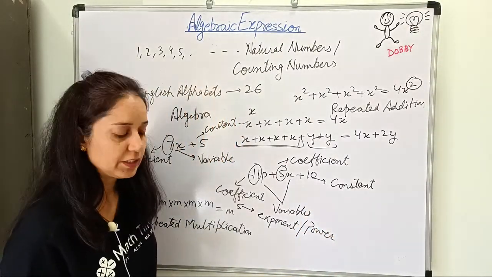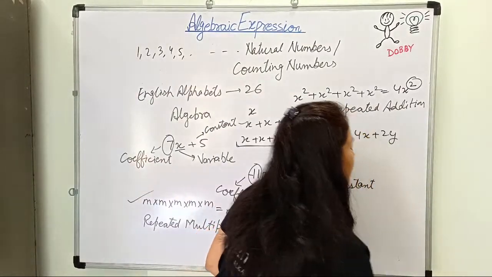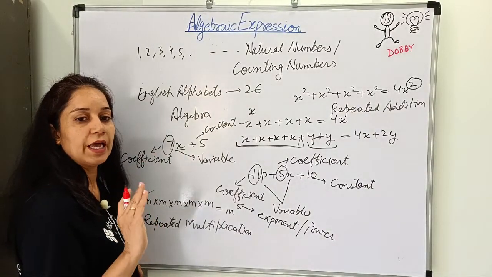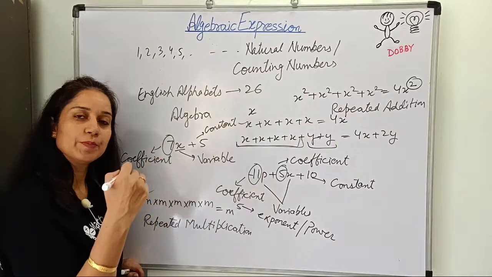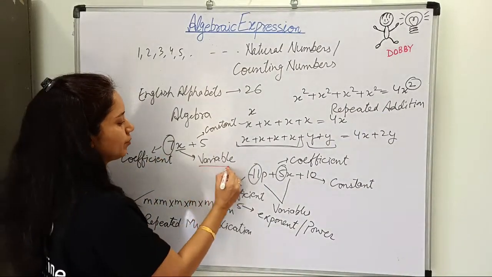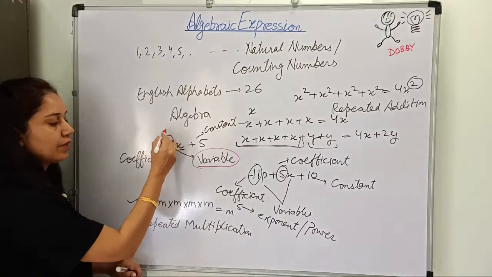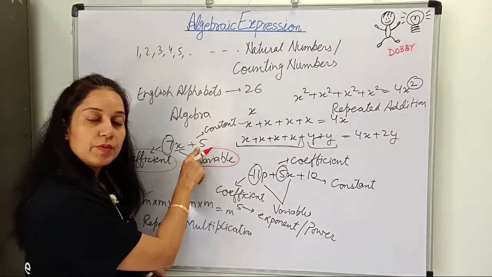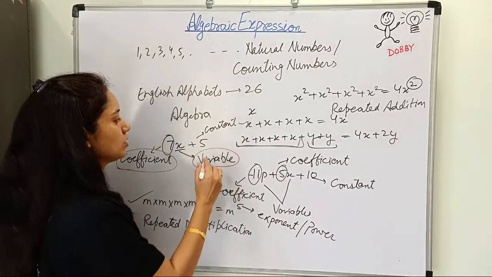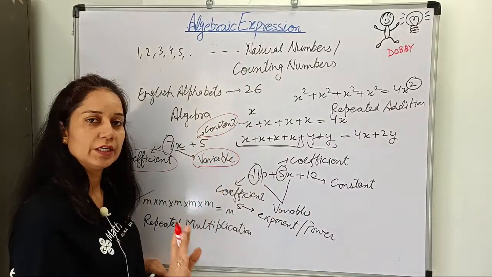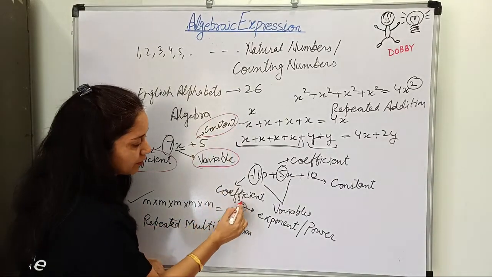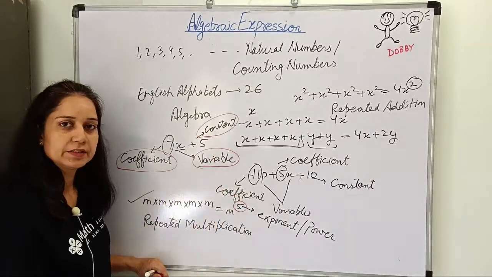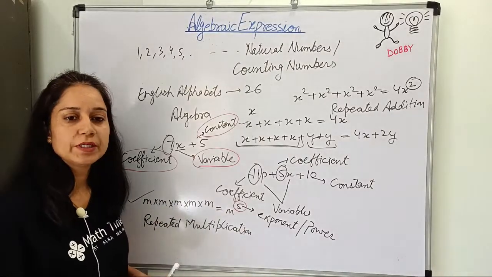So I think the introduction is clear to you. What are all the things? I am just revising. Unknown thing which you have to find, anything which is not known to you, we represent it by an alphabet which is called variable. First thing. The number written in front of the variable is called coefficient. The number which is not having any variable, it is constant. 5 will remain 5 only. And raised to the power is called exponent or power, we can say. So 4 are the basic things. Let us continue further. I hope it is clear.